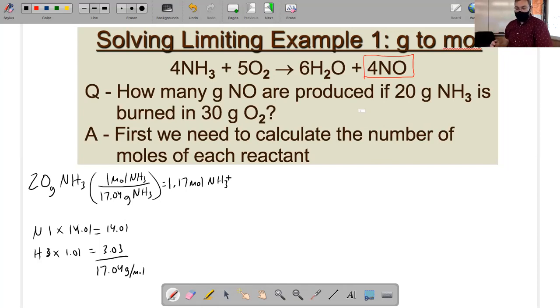We can do the same thing with the amount of oxygen. So you've got 30 grams of oxygen, and you can convert that into moles. Oxygen has a mass of 16 grams per mole, but it's O2, so the formula mass is 32.00 grams per mole. So 30 grams of oxygen is going to be just shy of a mole, 0.9375.